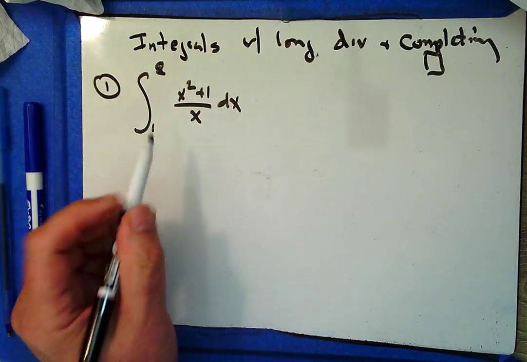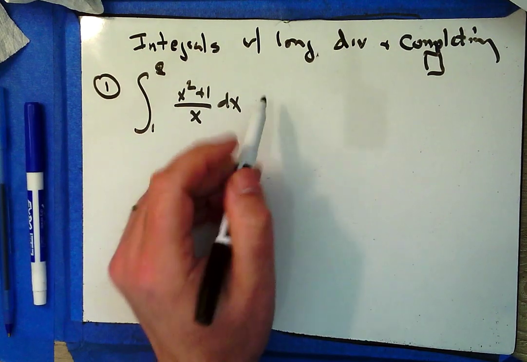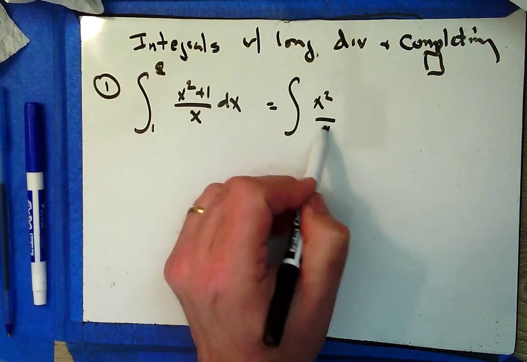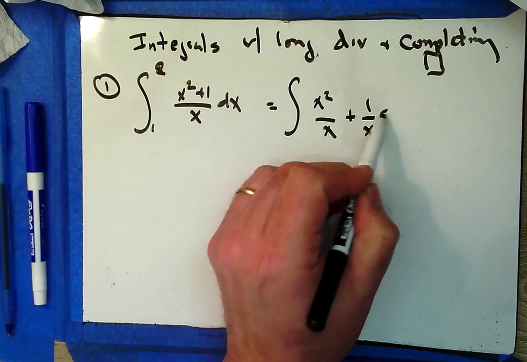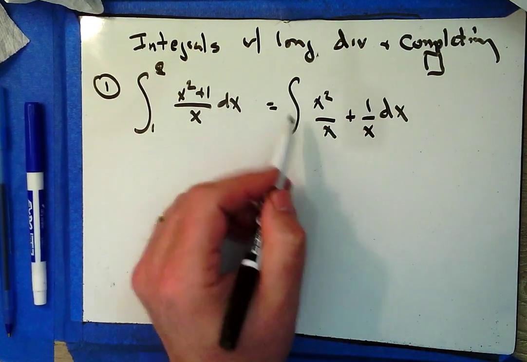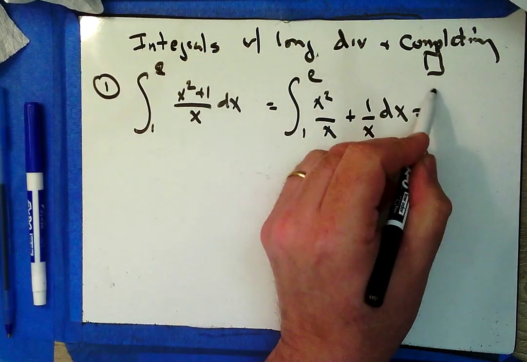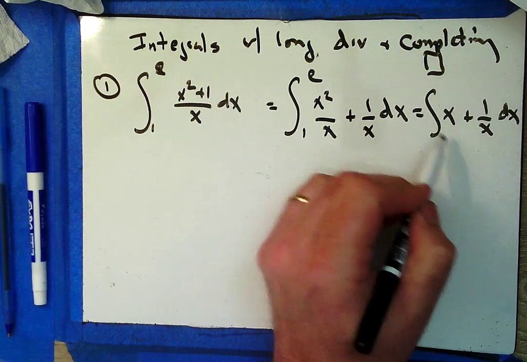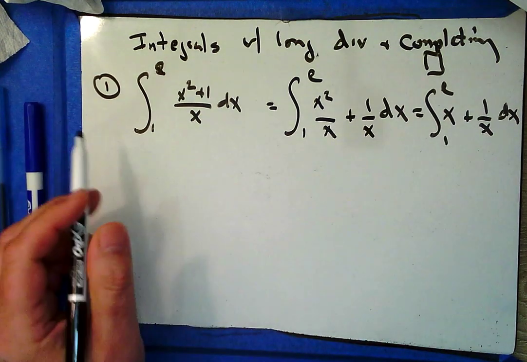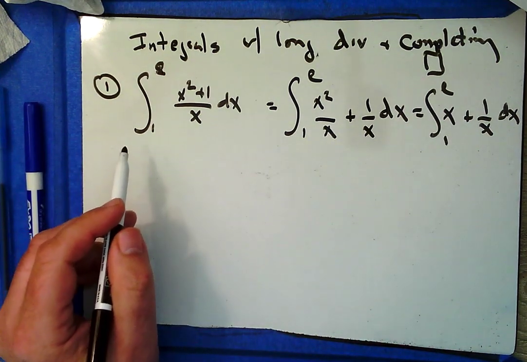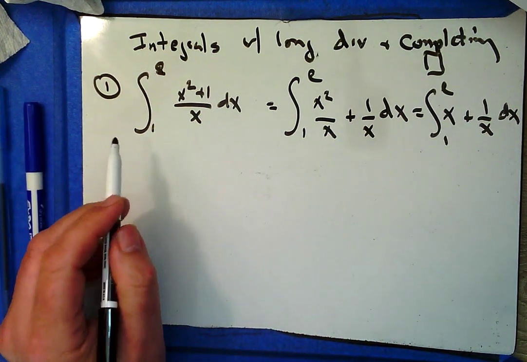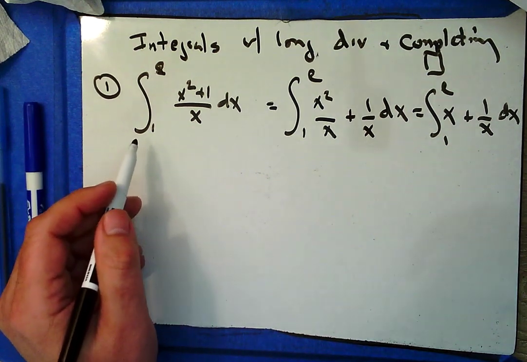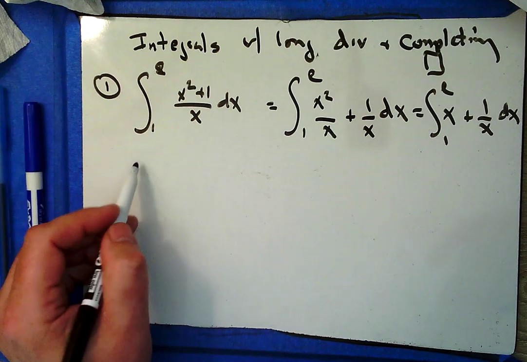You know, you don't have to use long division here. You could certainly break this up into x squared over x plus 1 over x dx from 1 to e, and that's the integral of x plus 1 over x dx from 1 to e. But when we get further into this worksheet, we're going to have to do long division. So I just want to take a quick look at how I would do this with long division.